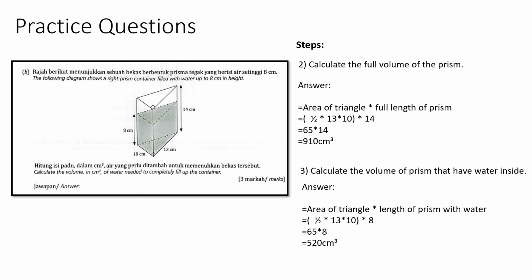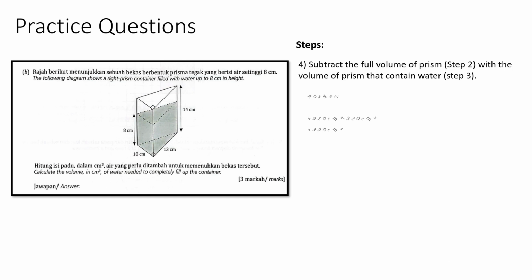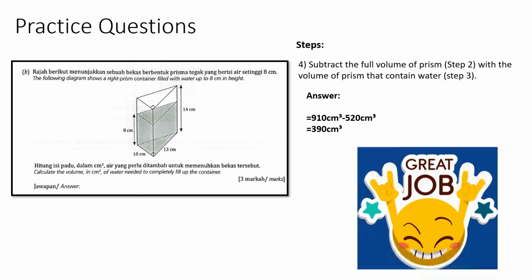Okay, now I suppose you already have an idea how to solve this one. We already have the full volume of the prism and also the volume of the prism that has water inside. So you just need to minus both values. So you will get the final answer as 390 cm cube. Okay, this will be your final answer.